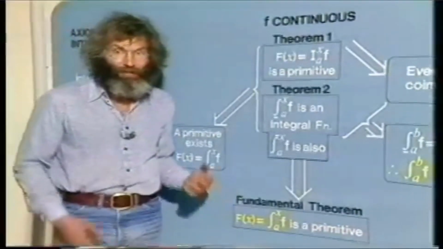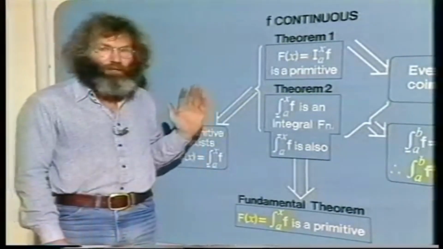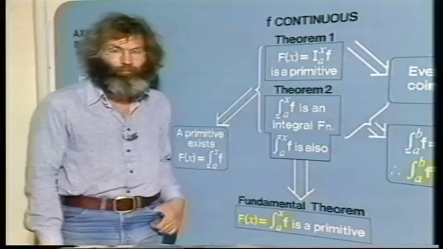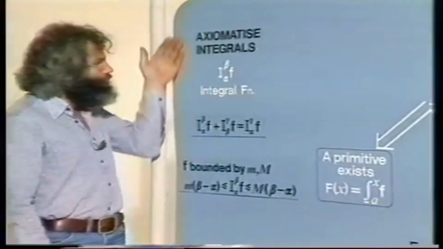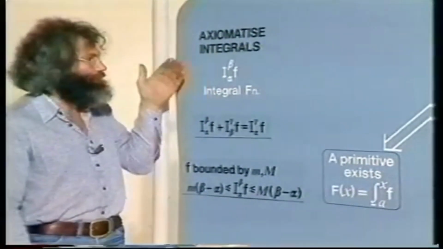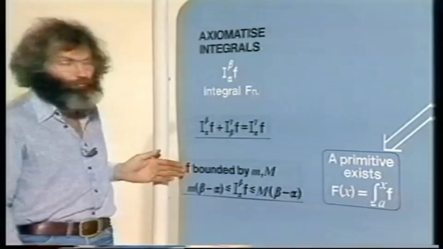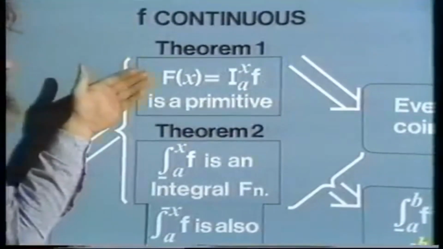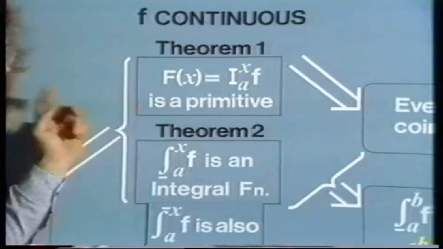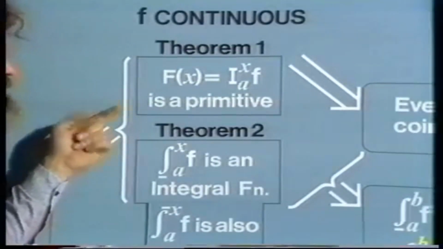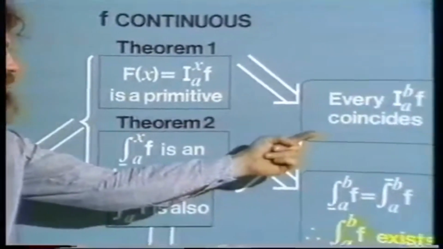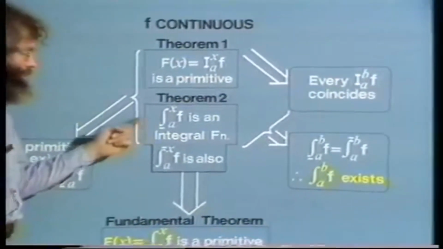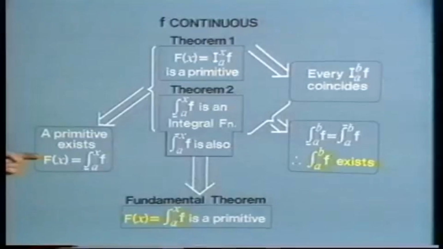Well, that's completed the main argument, but the logic was just a little complicated, so perhaps I should go through the whole thing and just summarize the steps again. We started out by axiomatizing integrals. We define an integral function to be something which just satisfies two axioms. We use those two axioms to prove that, provided the function was continuous, any integral function gave rise to a primitive. Any two primitives differ by a constant, so we deduced from that that any two integral functions coincided. Next, we proved that the lower integral was an integral function. And at that point, we'd proved that a primitive exists.